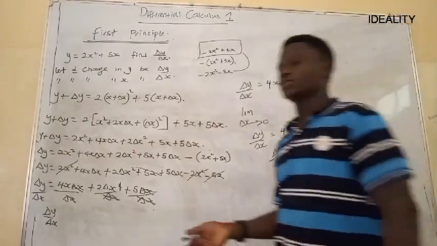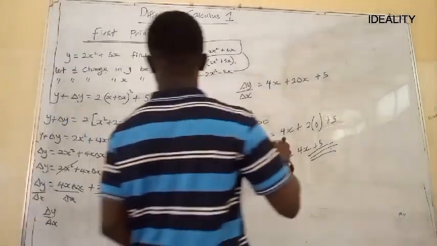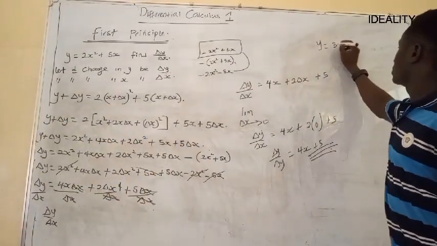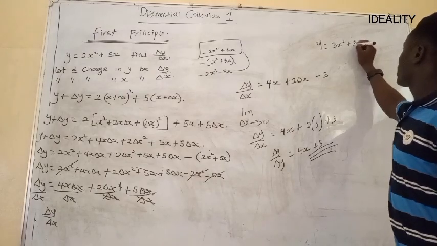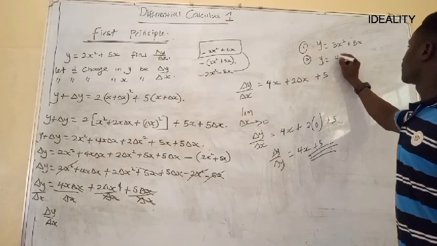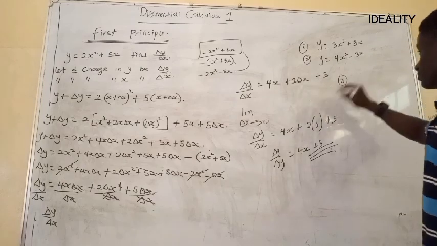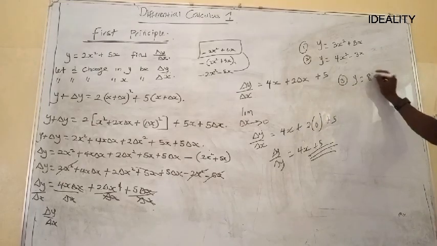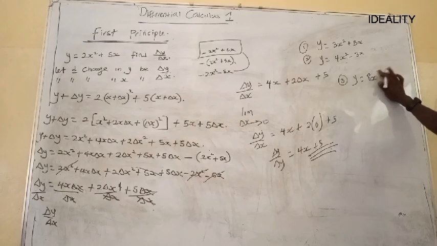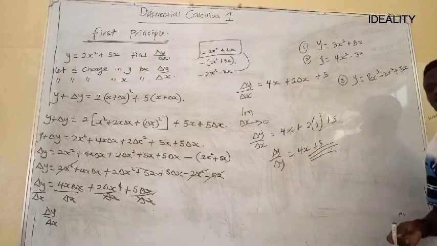You can try one or two more questions yourself. Okay, you have this: 1, y equals 3x squared plus 5x. 2, y equals 4x squared minus 3x. And 3, y equals 8x cubed minus 3x squared plus 5x. Yeah, try it. Put your answer in the comment section below.